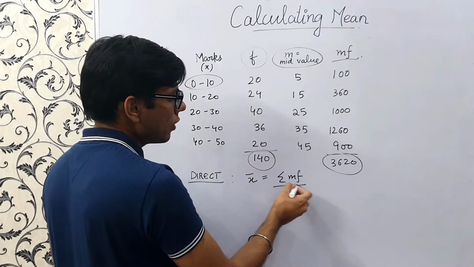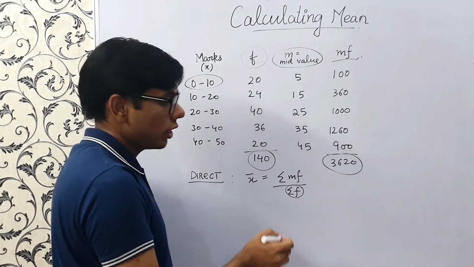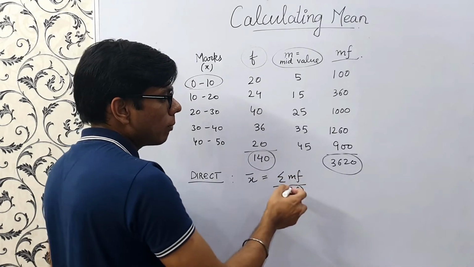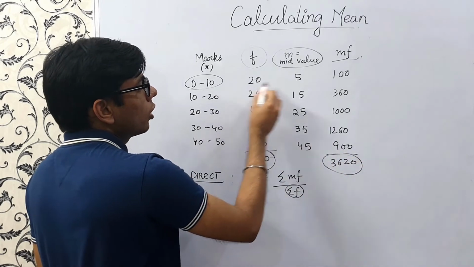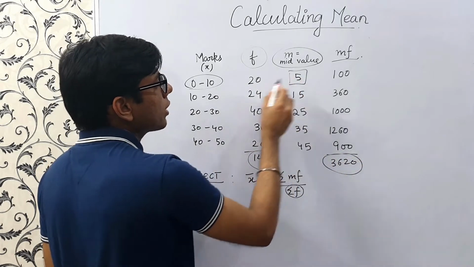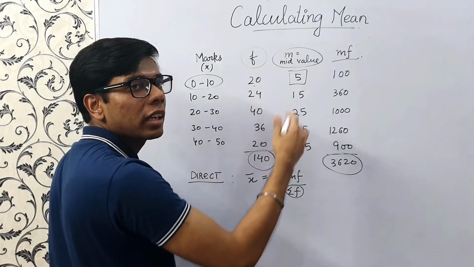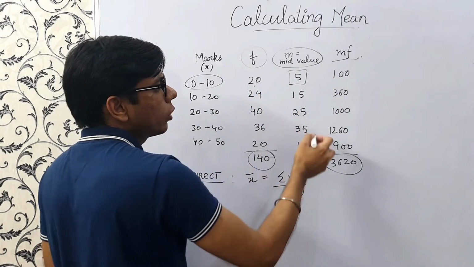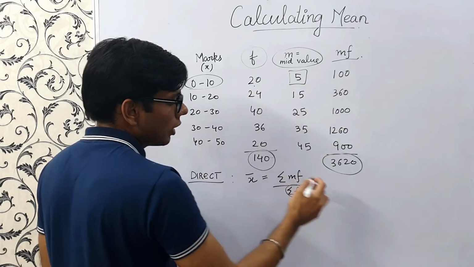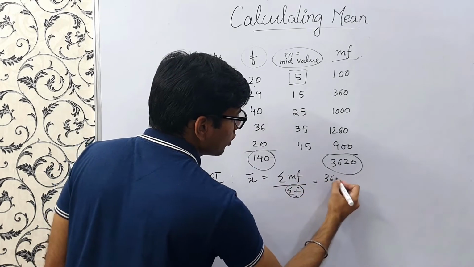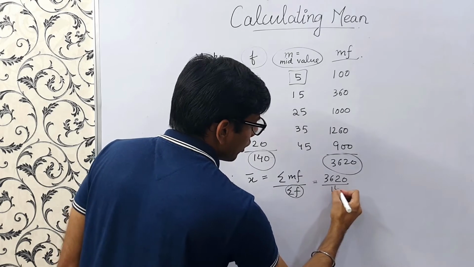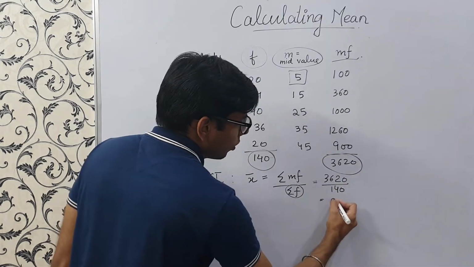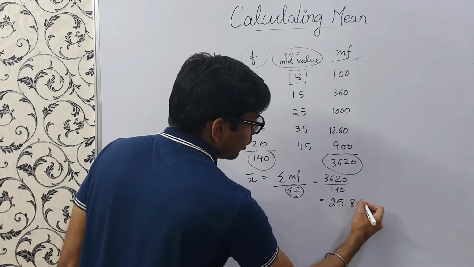Summation f is nothing but the total number of observations, and m into f is nothing but the sum of all the observations. This observation 5 is coming 20 times, so we are adding 5 twenty times, that is nothing but 5 into 20, 100. So this is nothing but the sum of all observations. So this is 3620 upon 140, so 25.857.